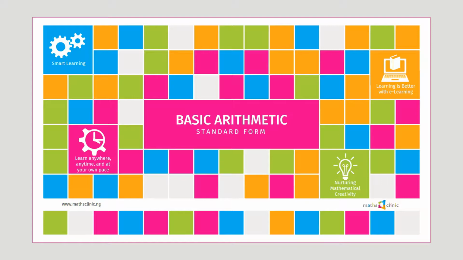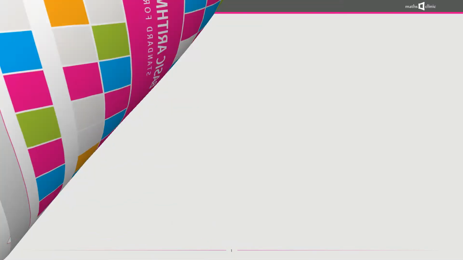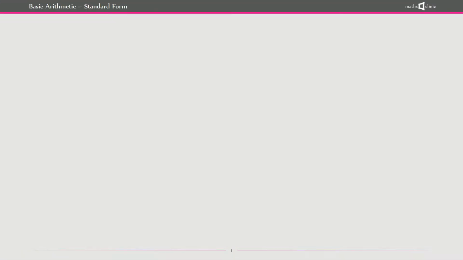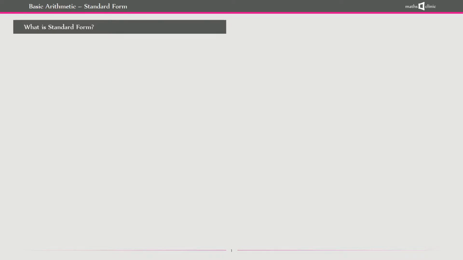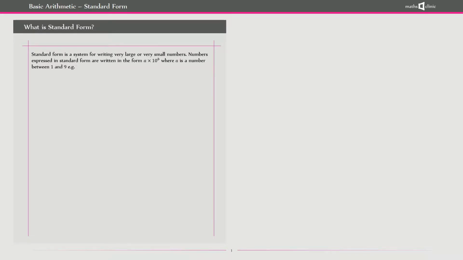Standard form. So standard form, what is standard form? Now standard form is actually a way of representing numbers. So you can have a number, and I can tell you to express this number in standard form. Standard form is a system for writing very large or very small numbers.